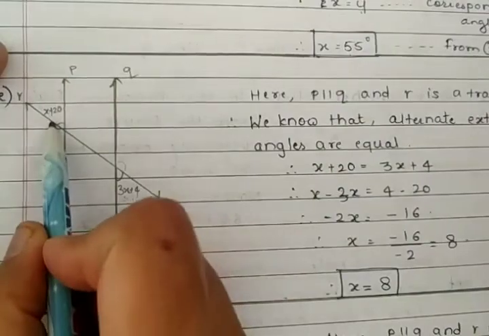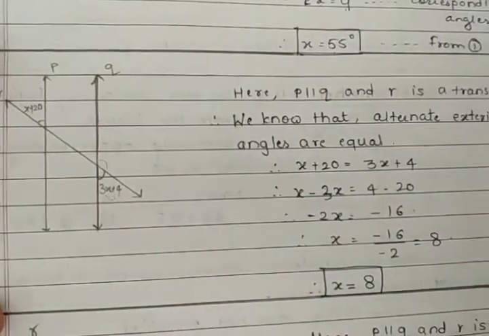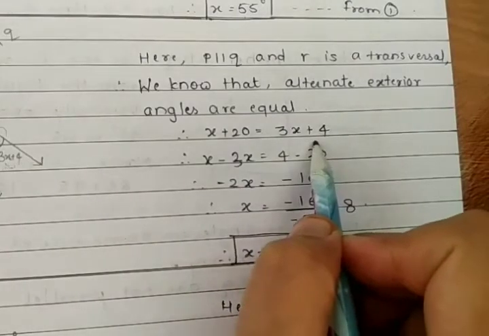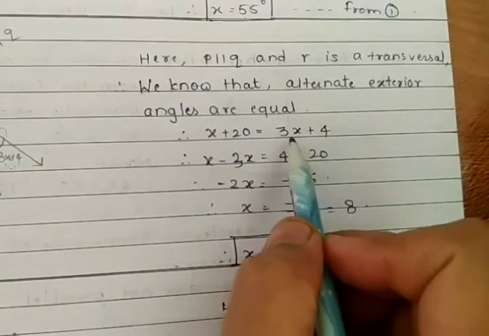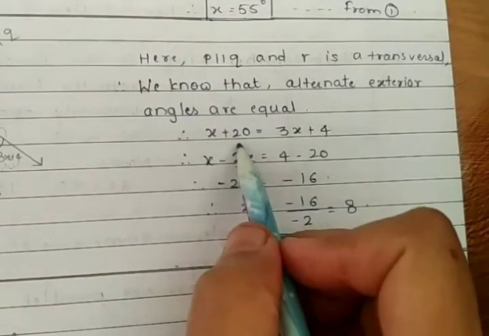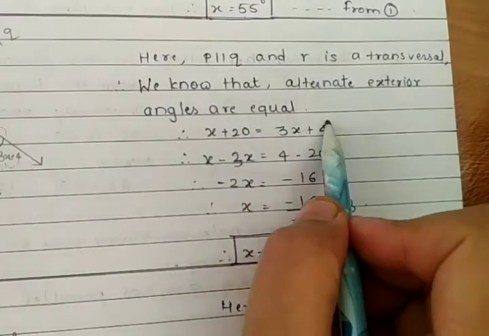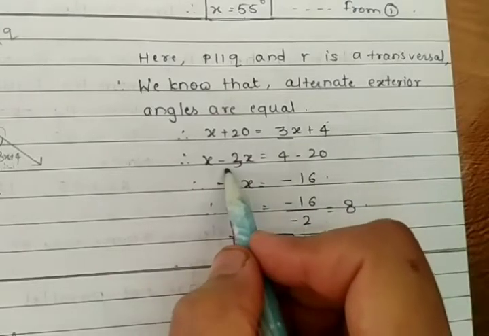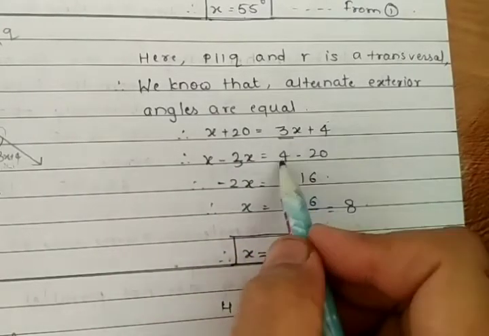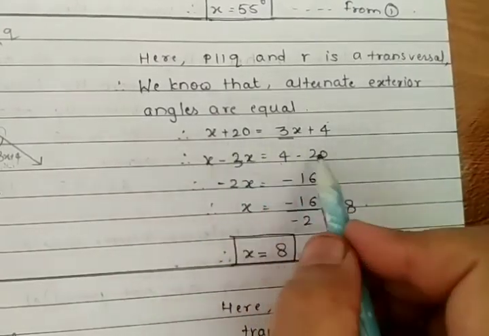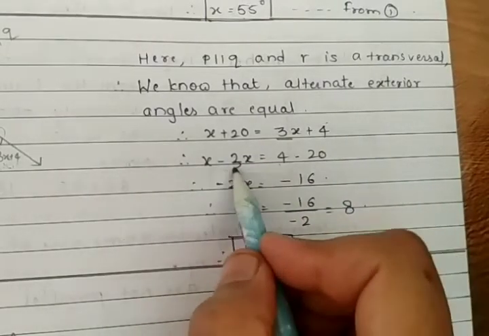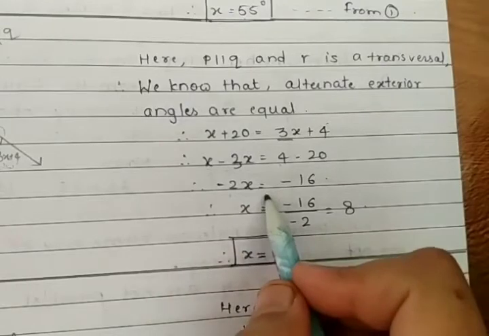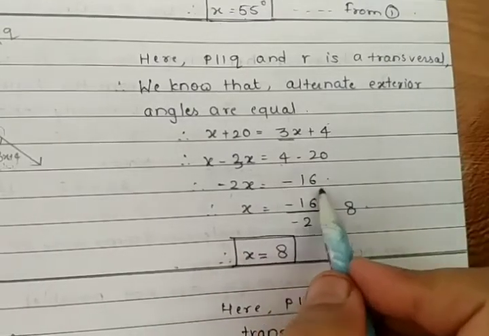That means x plus 20 is equal to 3x plus 4. So we'll get the equation over here, x plus 20 is equal to 3x plus 4, right? So we'll use transposition. Variables we will write on the left hand side, constants on the right hand side. So after transposition, x minus 3x is equal to 4 minus 20, because this 4 will remain as it is, and this plus 20 becomes minus 20. So x minus 3x, that means 1 minus 3, that is minus 2. So minus 2x is equal to 4 minus 20, that is minus 16.